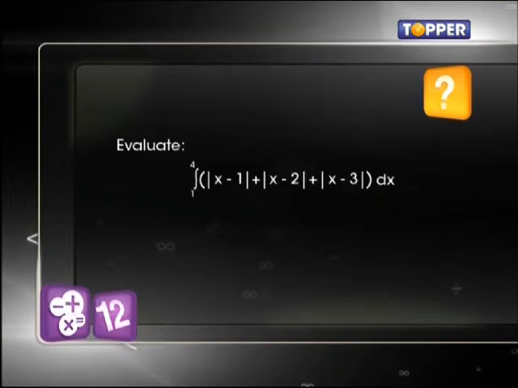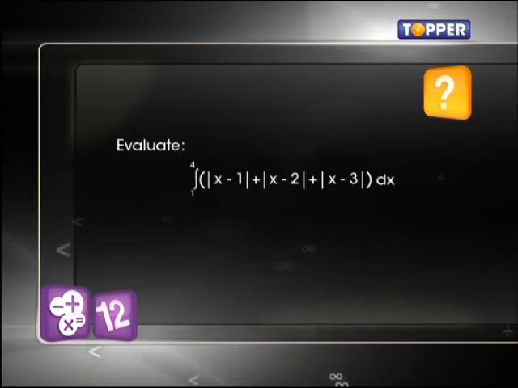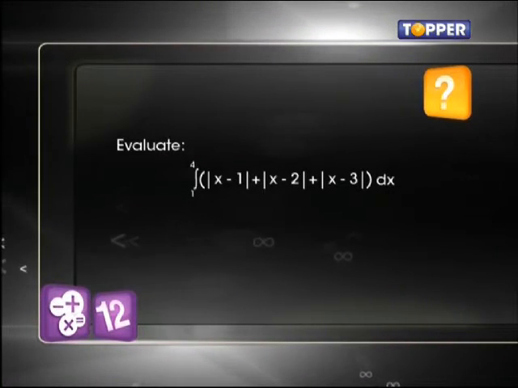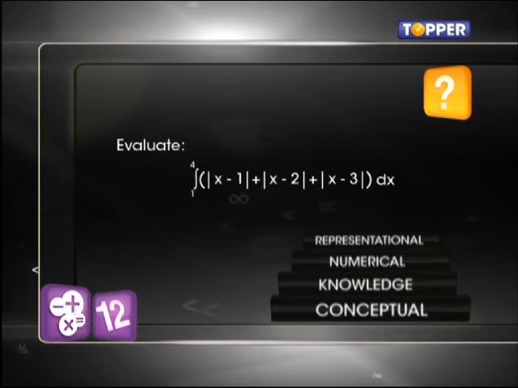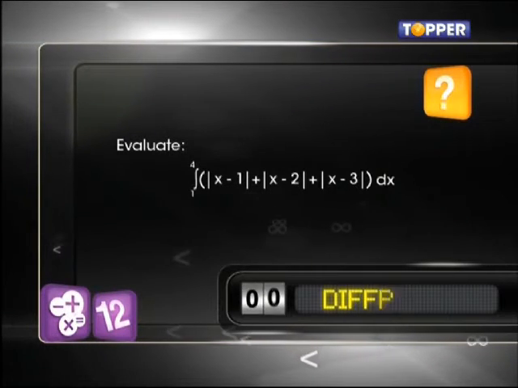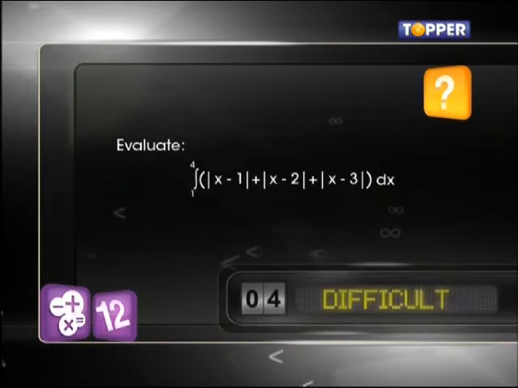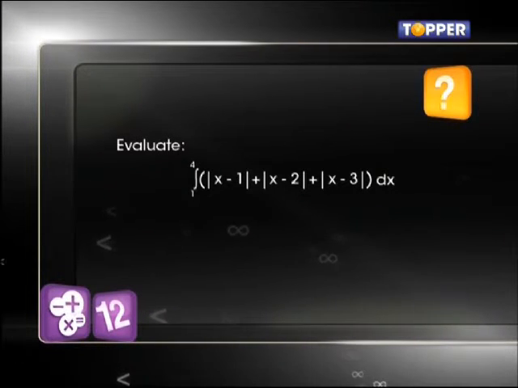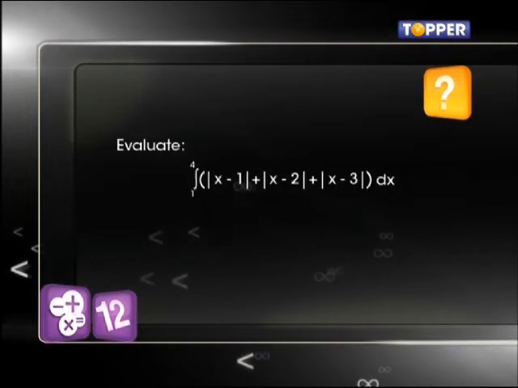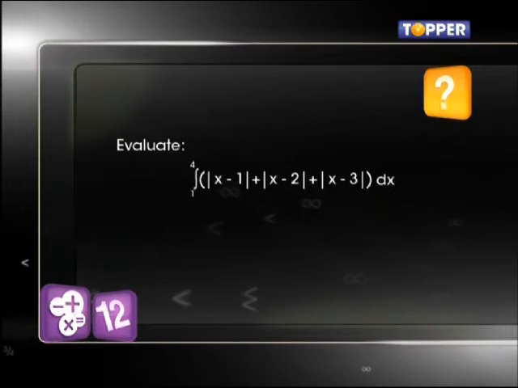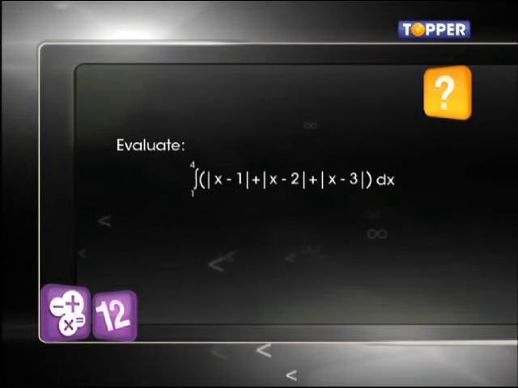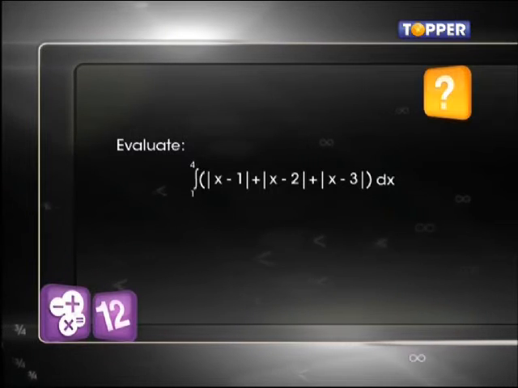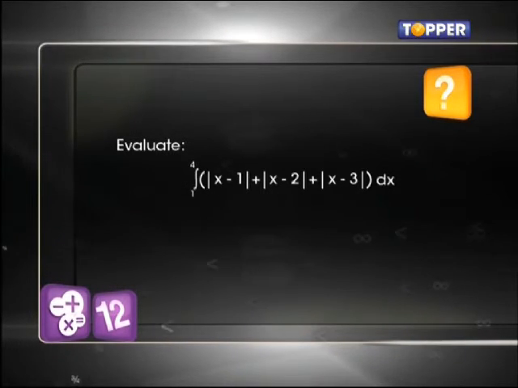Our third practice question involves your understanding of the modulus function as well as definite integration. This conceptual ability question is for 4 marks and is considered difficult. We have to find the result of the integral of mod of x minus 1 plus mod of x minus 2 plus mod of x minus 3 with respect to x, given the limits from 1 to 4.